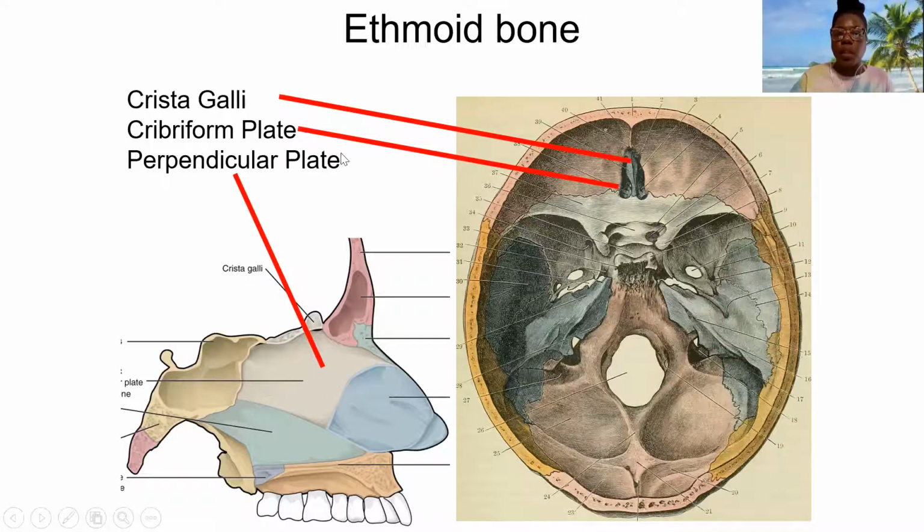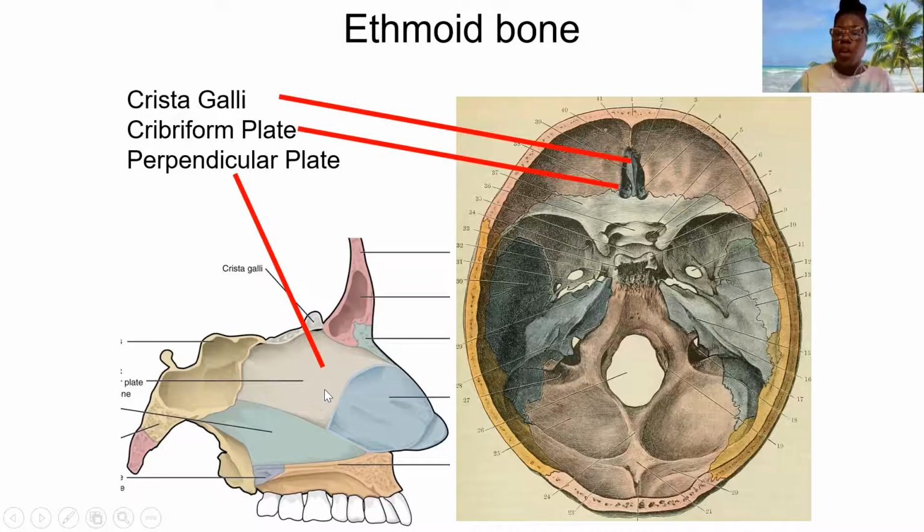Another feature is the cribriform plate, and the cribriform plate is this horizontal plate that runs across. It's on either side of the crista galli, so it's running right across the ethmoid bone. And then we can compare that to the perpendicular plate, which is actually beneath the crista galli, and it runs perpendicular to the cribriform plate, hence the term perpendicular plate. So horizontally is the cribriform plate, and then vertically is the perpendicular plate. And again, we can better appreciate the perpendicular plate on this mid-sagittal view.